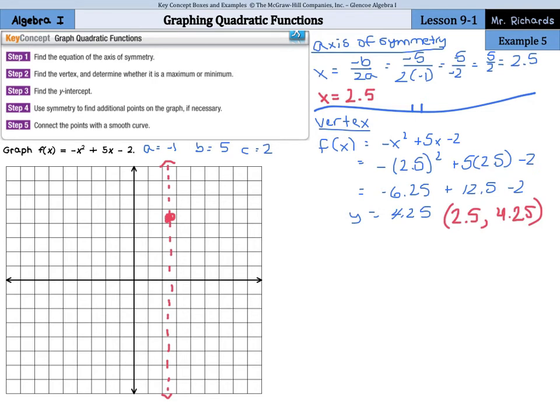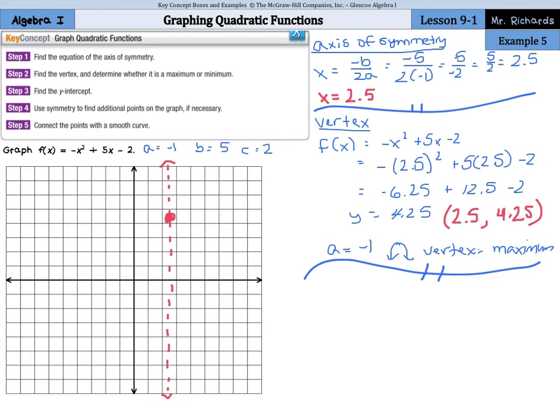So, the last part of this is finding whether it's a maximum or a minimum. And if we look at our a, a is equal to negative 1, which means that we're going to have a downward graph, so the vertex is going to equal a maximum.